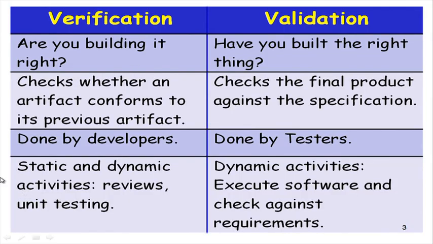Verification activities are done during the different development stages by the developers, whereas validation is done at the end in system testing, by the testers. Verification techniques are review, analysis, simulation, and so on. These are static and dynamic activities. Review and analysis are static activities, and verification is also a dynamic activity because of unit testing. Whereas validation is only a dynamic activity, not a static one. We do not need to look at the documents and analyze them. We just need to execute the software and check against the requirements.